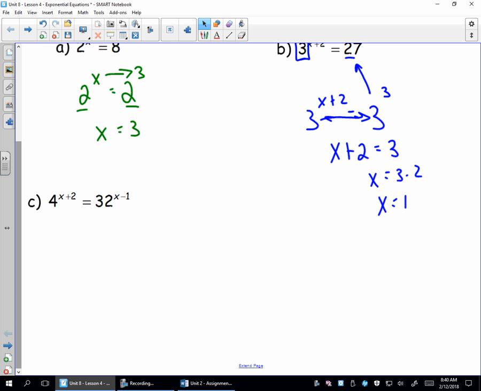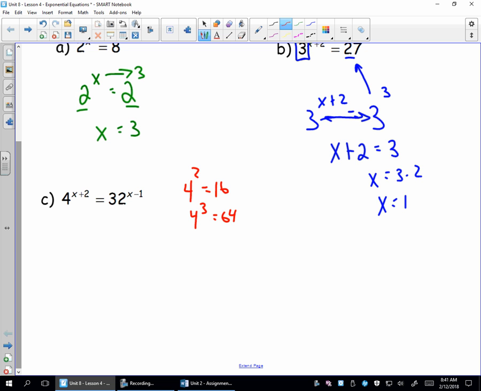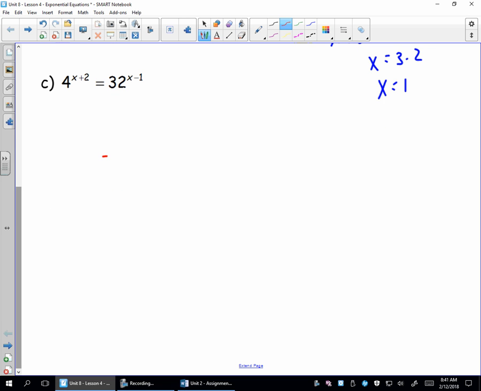Let's try C. Okay, I want to make my bases the same. I can't make 4 into 32. Like 4 to the 2 is 16, and 4 to the 3 is 64. So in this case, I can't make them the same directly. What I need to do instead is make both of my bases different to be able to make them into the same value. So what base can I make into a 4 and also a 32? Well, make 2 squared be 4, and 2 to the 5 be 32. Those are different versions of that same number.